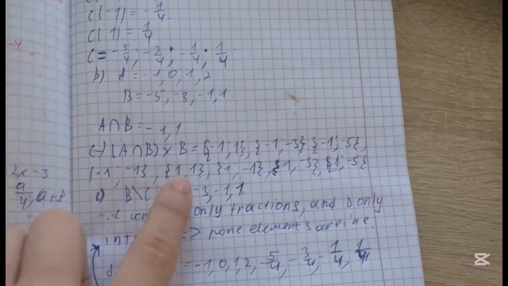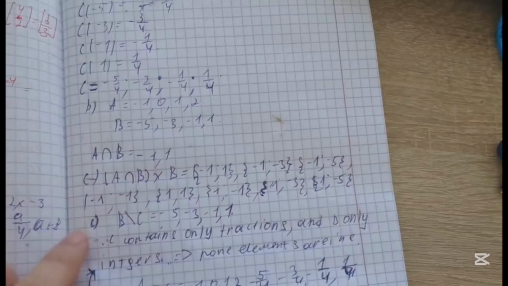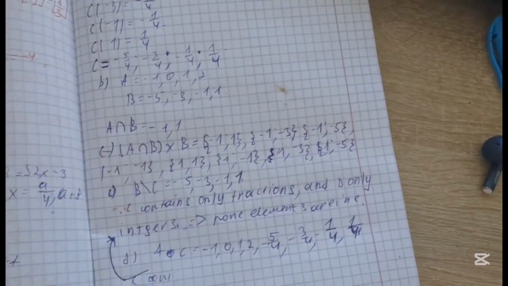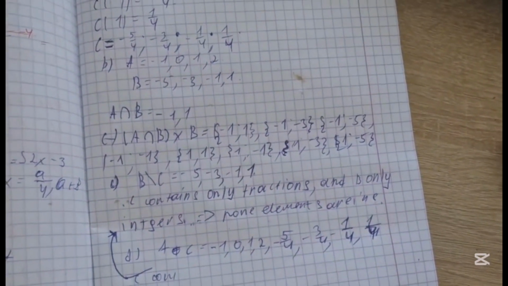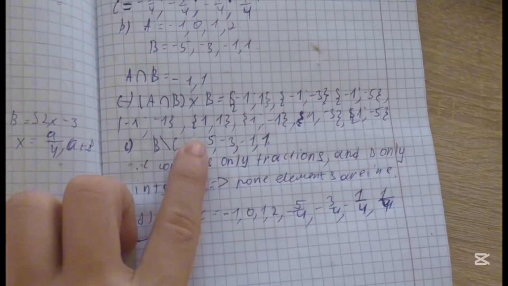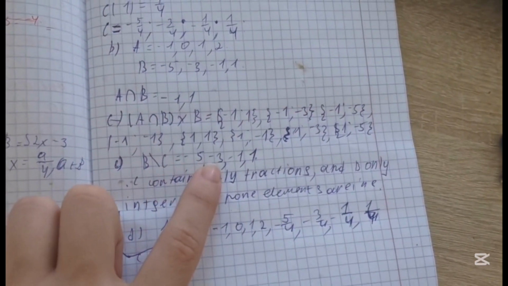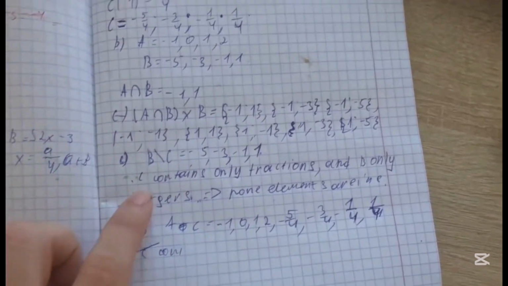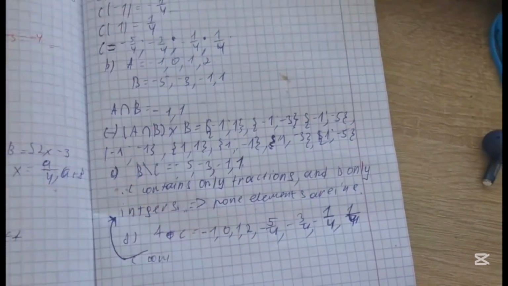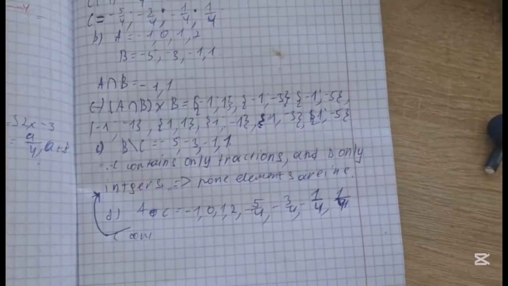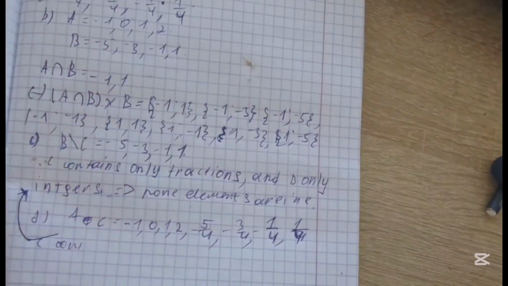-1, -1 is combined with themselves. Let's get C. B is not C, which means the elements of B are not in C. It's just -5, -3, -1, 1. It's because C contains only fractions and B contains only integers. That's because some elements are in C.